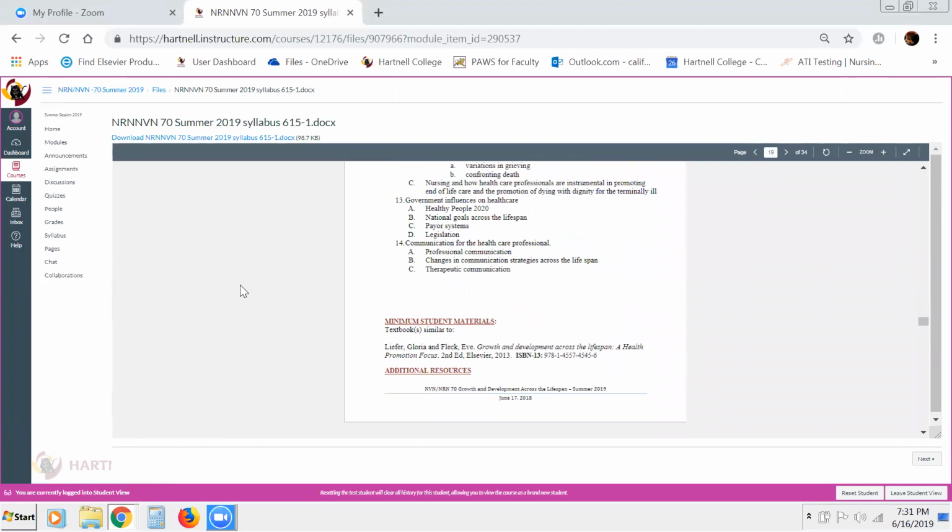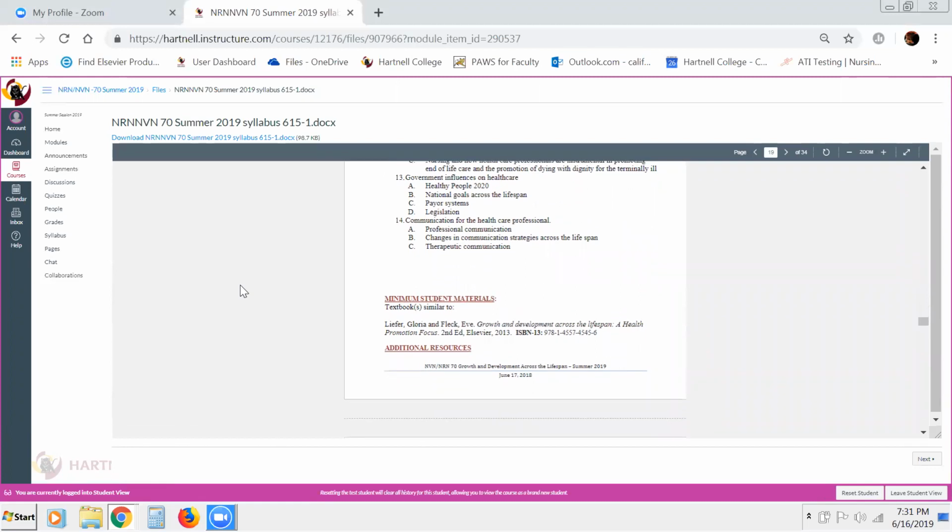So the required textbook is Growth and Development Across the Lifespan: Health Promotion Focus by Gloria Leifer and Eve Flack. The book is available. There are 2 copies on reserve in the library. You can order the book at the bookstore. You should be able to get the hard copy, which is actually a soft cover, or the ebook, if you would like. I have copied the chapters into the Canvas course, so if you're not able to purchase the book, then you do have the chapters available to you on Canvas.